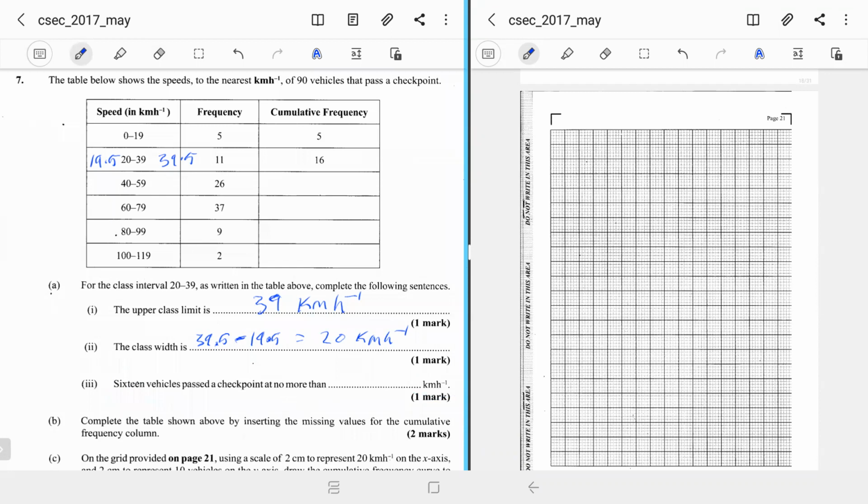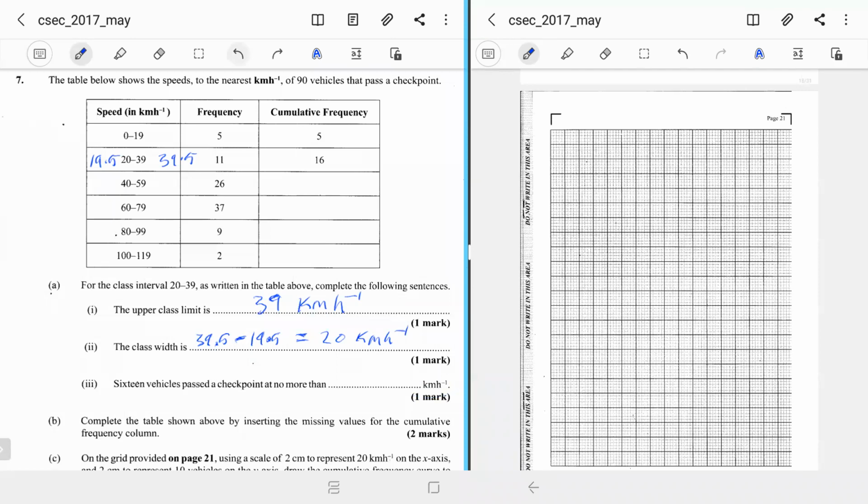What's the answer, you say? Somebody said something. Repeat it, no man. It's difficult for you in class, you know. People just wait for somebody to answer one simple question, man. 39? 39 kilometers per hour.